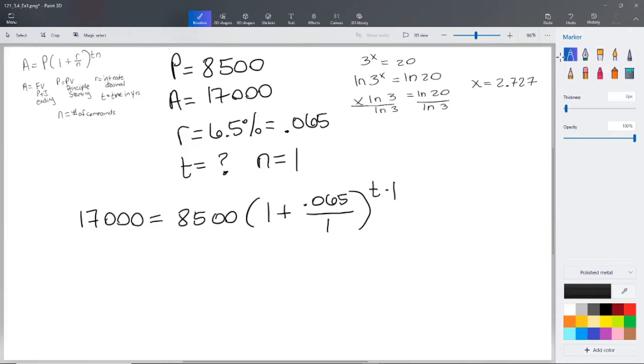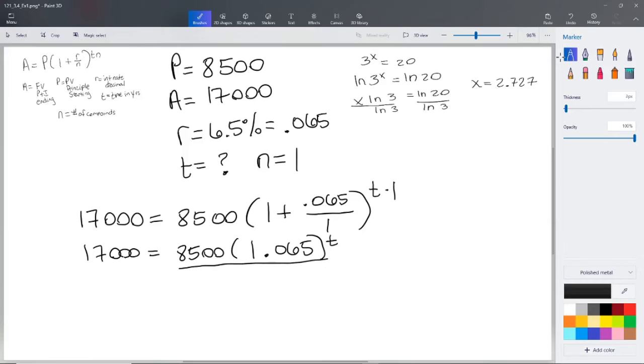And in fact, what we know so far then is that 17,000 is equal to 8,500 times 1.065. I'm assuming we can all do that math, because 0.065 divided by 1 is 0.065, and 0.065 plus 1 is 1.065. And it's going to be to the power of t right here. All right, so the first thing we need to do is we need to divide both sides by 8,500.